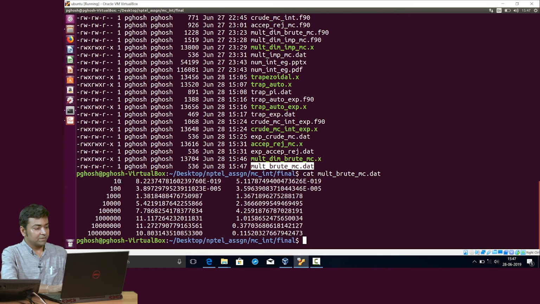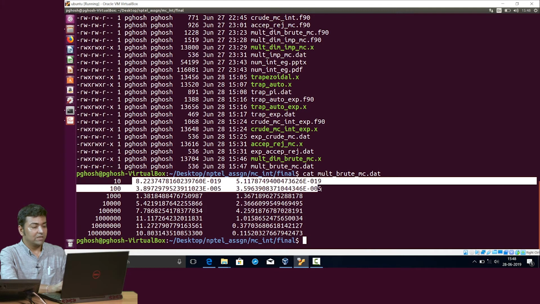Again, just a reminder. This is the value of n, that is the number of random points I use to compute the average of my function. This is the value of the integral, and this is the standard deviation. What you see is that, for example, with 10 random numbers or with 100 random numbers, you get some ridiculous values of the integral. It is completely wrong, you see.